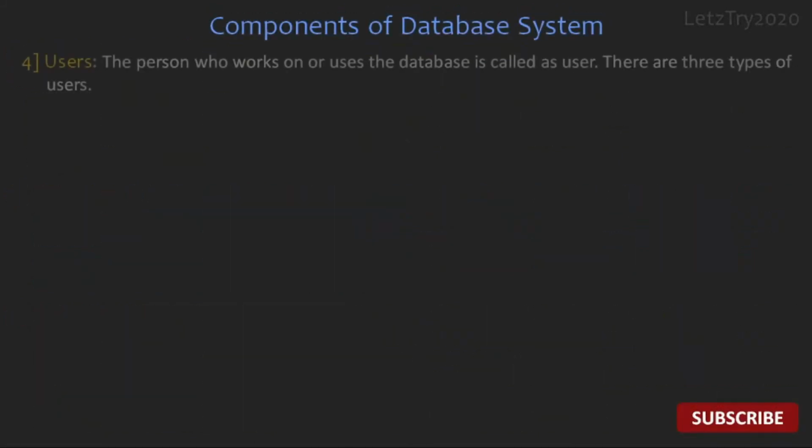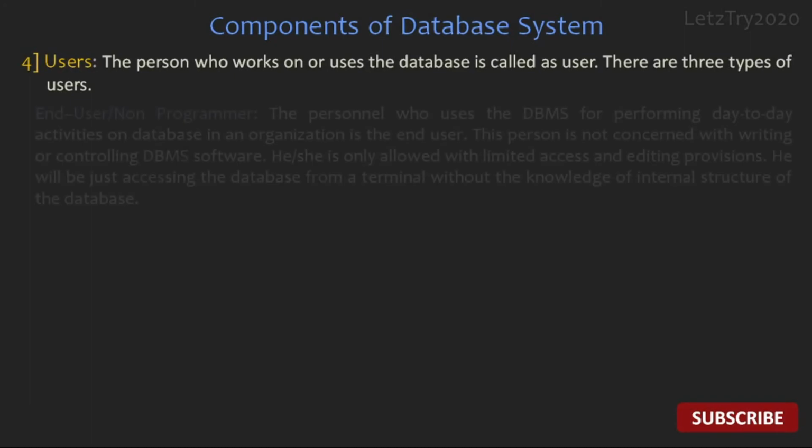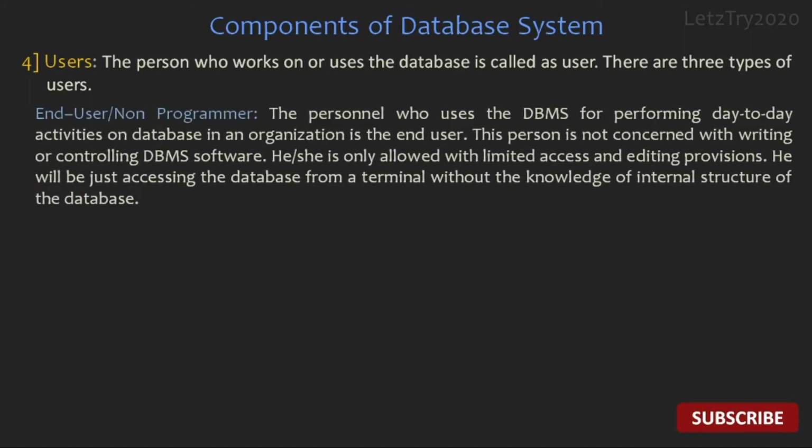Fourth one, users. The person who works on or uses the database is called a user. There are three types of users. First one, end user or non-programmer. The personnel who use the DBMS for performing day-to-day activities on the database in an organization are the end users. This person is not concerned with writing or controlling the DBMS software. He or she is only allowed limited access and editing provisions. He will be just accessing the database from a terminal without knowledge of the internal structure of the database.